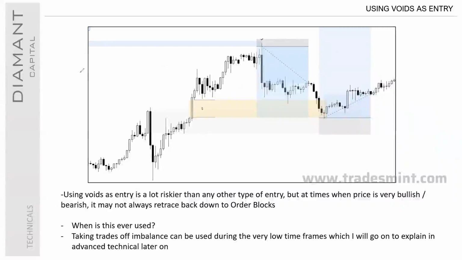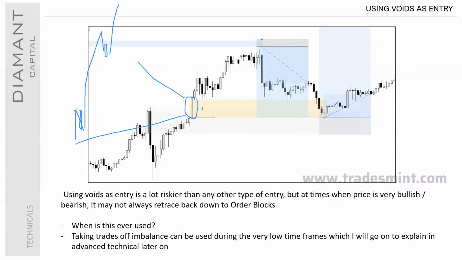So this example right here. Now, using voids as an entry, can you do this? Yes, you can. The reason for that, I'm just going to explain what I've written down here and then explain further. Using voids as an entry is a lot riskier than any other type of entry because, as we looked at, you've got different types of order blocks, but with liquidity voids, if you enlarge this right here, you might have up, down, so this will come in a form of order block, up again, maybe an order block down, and then up again.